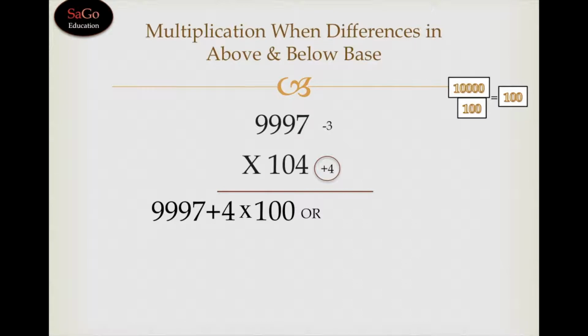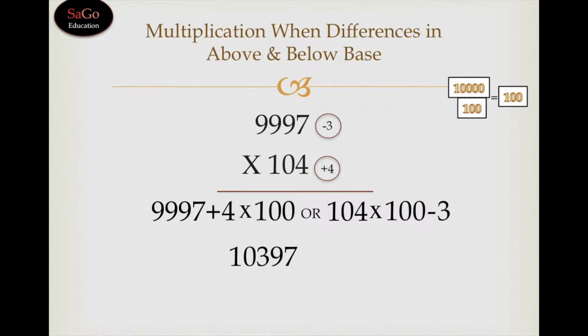Or you can do it through other way also. Write down 104 and multiply this by 100 because we have found out the base difference of 100 only, and subtract 3 from this. If we solve both the conditions, both the equations, we will have the same result, that is 10397. Now take the product of these two numbers and it would come minus 12.